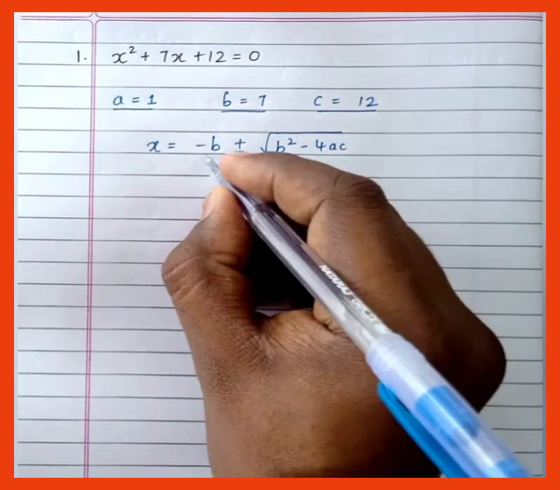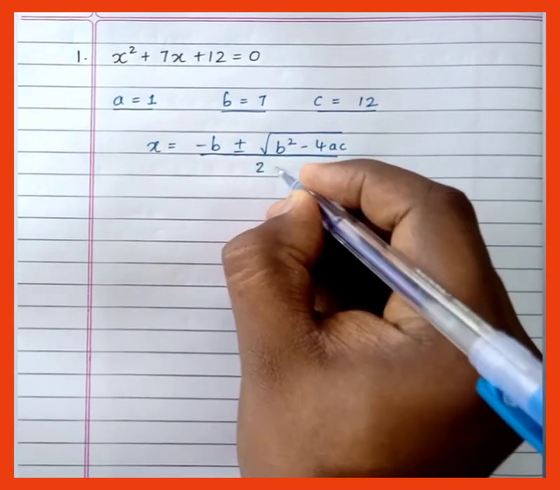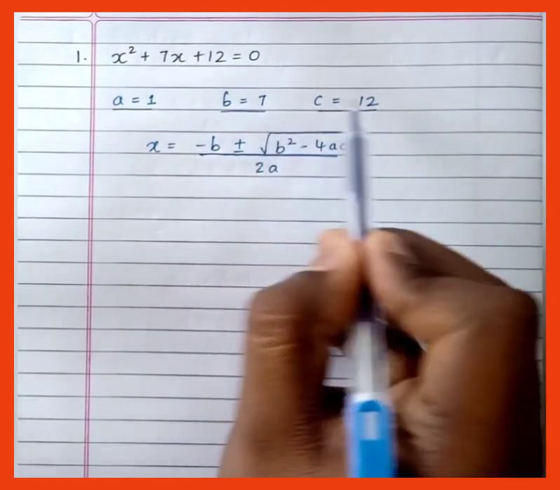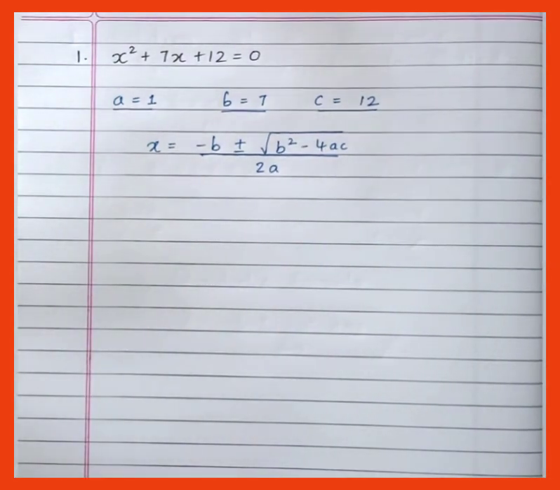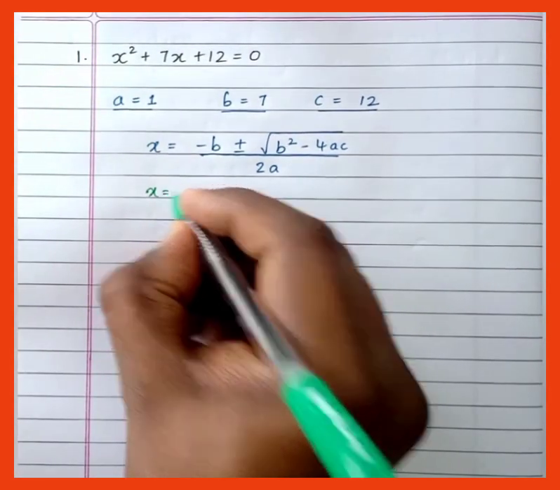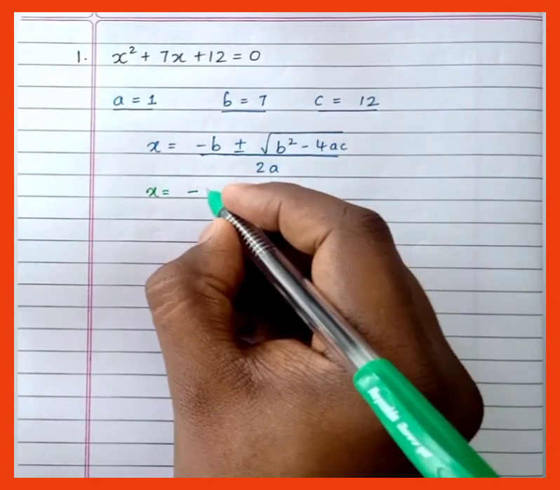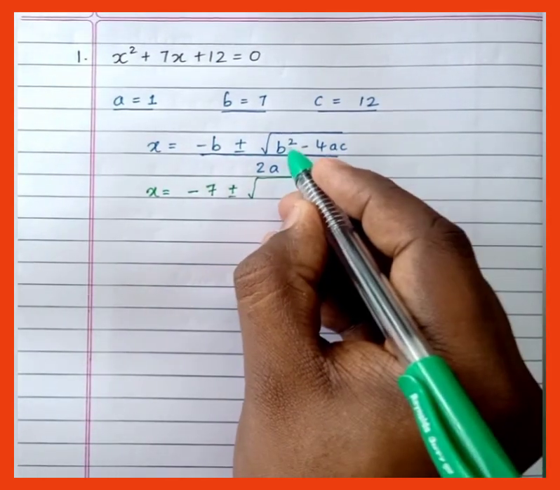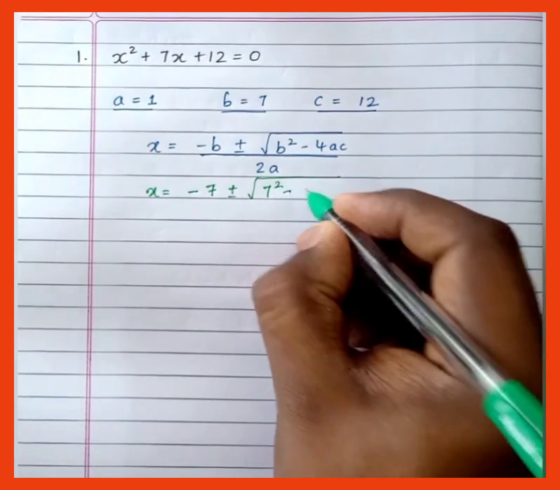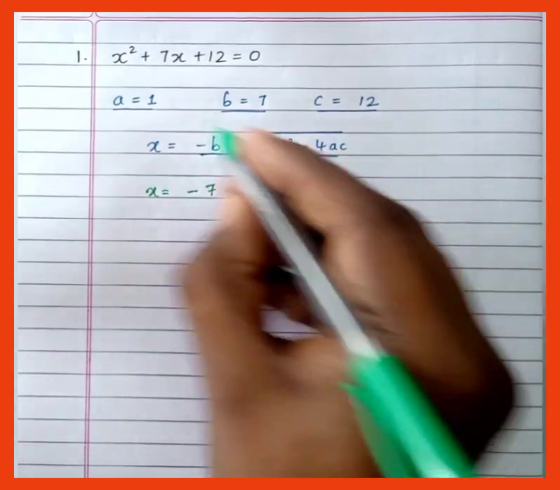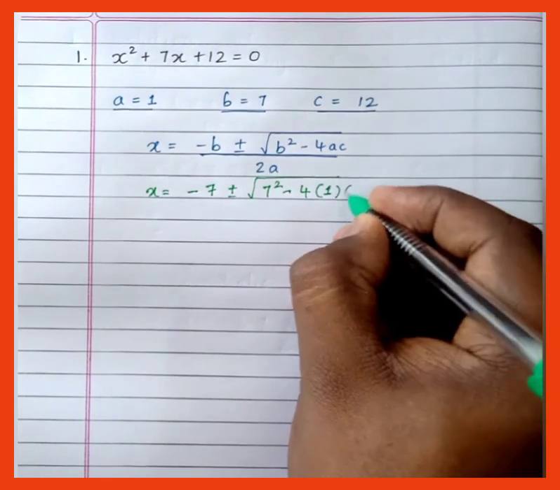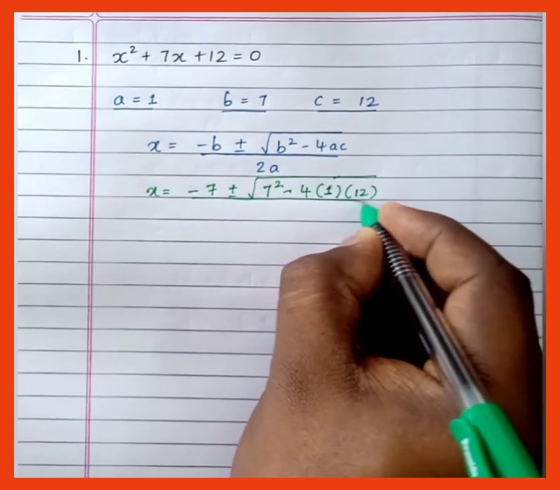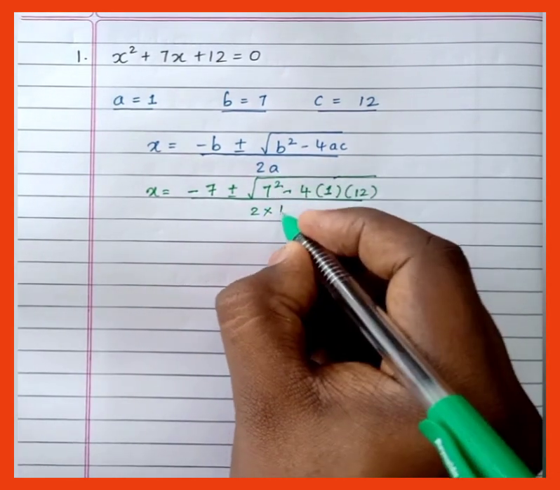X equals minus b plus or minus square root of b square minus 4ac, divided by 2a. Now substitute the values of a, b and c in this quadratic formula. The value of b is 7, so minus 7 plus or minus square root of b square, which is 7 square, minus 4 into a value 1, then c value 12, whole divided by 2 times a, that is 2 times 1.